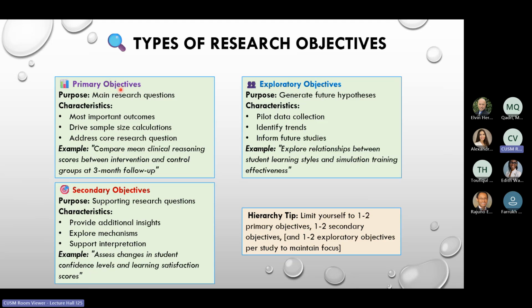Make your primary objective your highest priority objective, your highest priority activity that you want to accomplish. These are your main objectives, they focus on your main research questions, and they're the most important outcomes. If you walk away with nothing else accomplished in your research project, make sure that the thing that you accomplish is your primary objective.